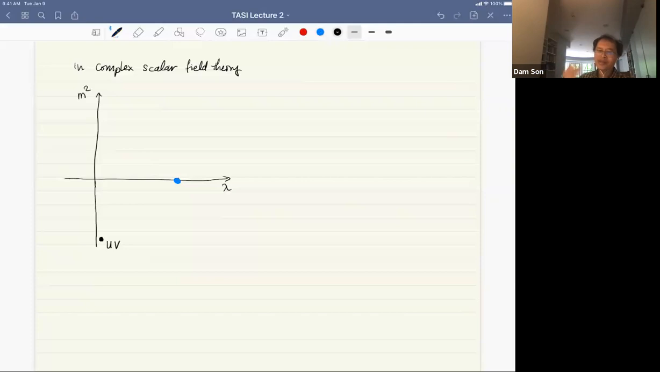We start with the theory with negative mass squared in the bare mass. And then when we run the theory to the infrared, the mass squared gets a radiative correction and becomes larger and larger, less and less negative. Okay, so the critical theory is obtained when we fine tune this mass so that it goes directly to this point.